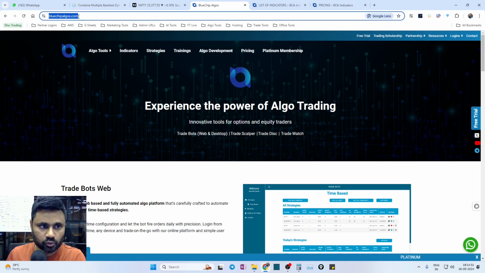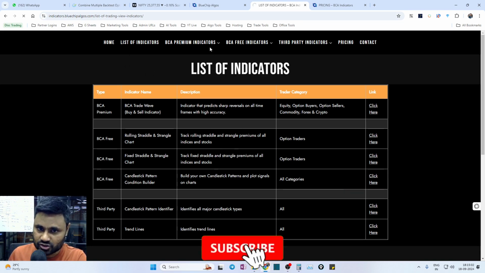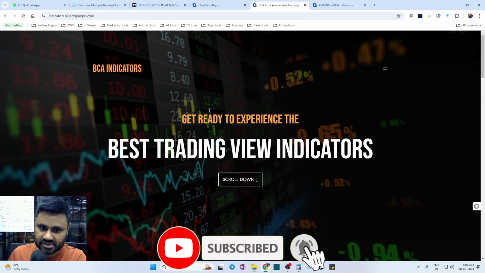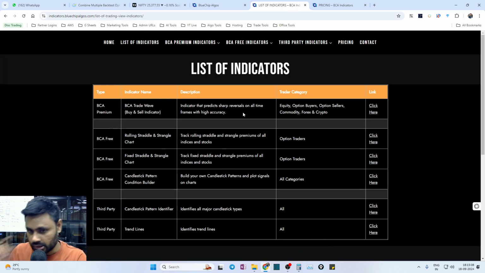So if you go to bluechipalgos.com, you have this indicator section. Click on that. It will take you to the BCA indicators subsite. And from this subsite, you can go to the list of indicators. So this is the subsite. Just hit on the menu and go to list of indicators. So in this you can see BCA TradeWave Indicator. This is the premium indicator.